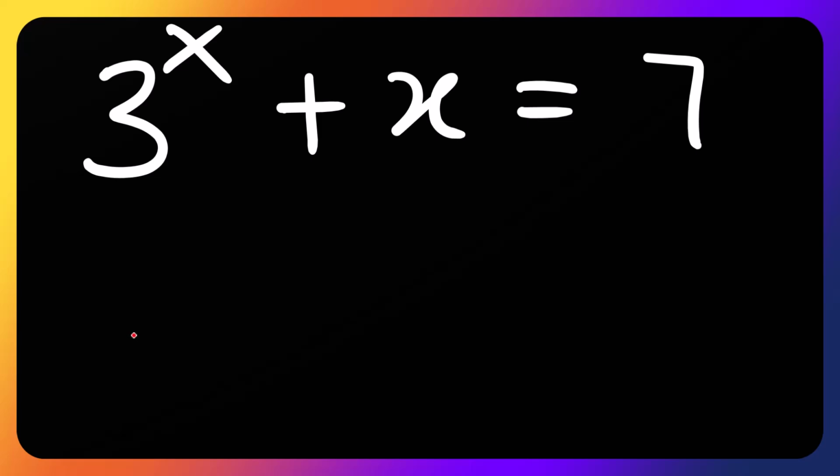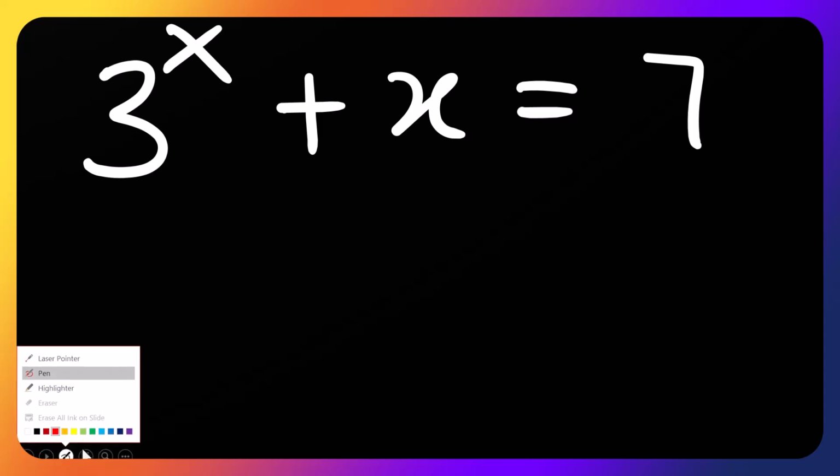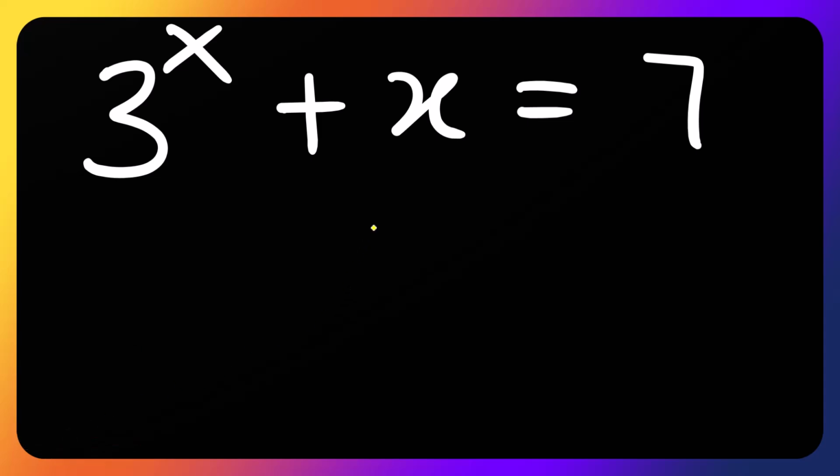Alright, let's solve for x here. Now we are given 3 to the power x plus x equals 7. Solution. First of all, let's observe this. Let's see if we can solve this by inspection.